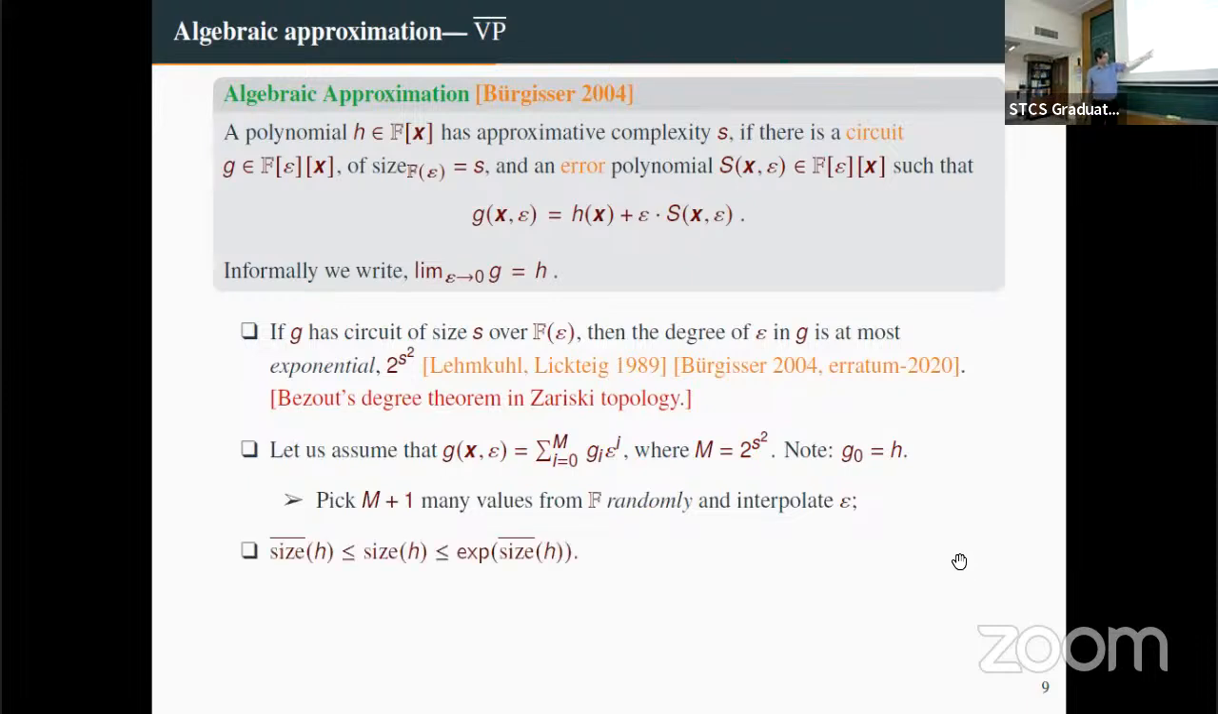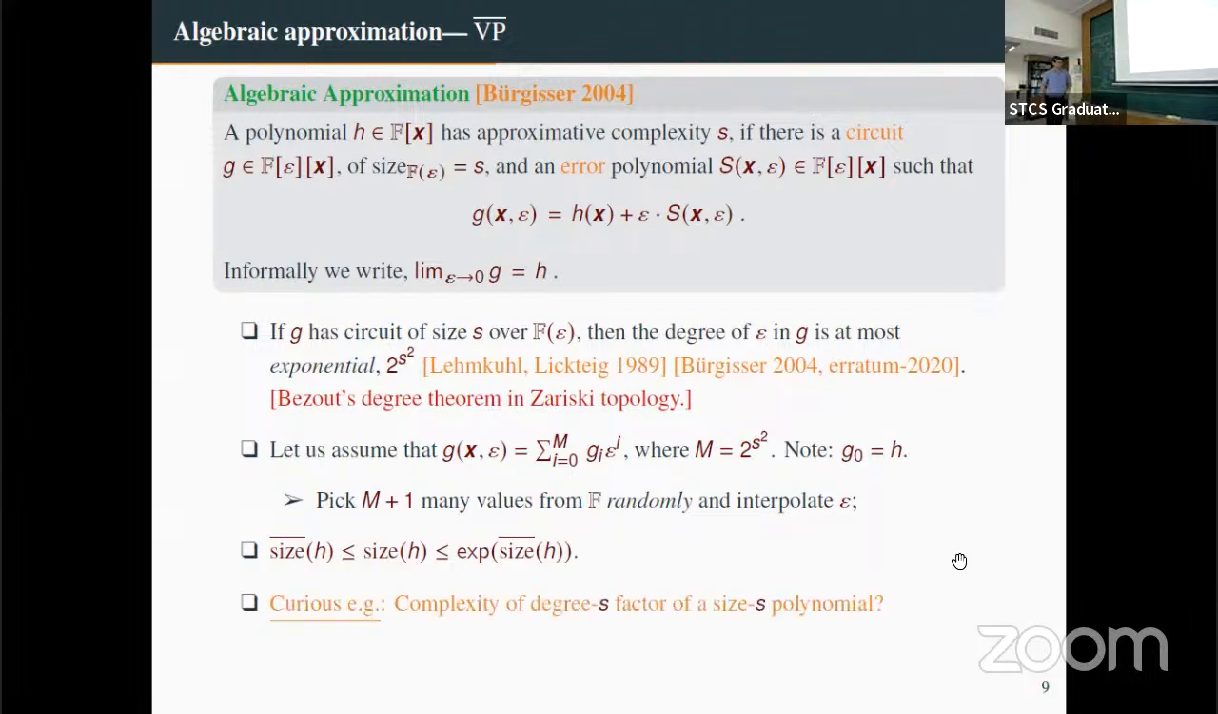The size of a polynomial in the classical sense is upper bounded by the size of this. So H's size is upper bounded by the exponential of the approximative size. And obviously, approximative size is less than or equal to classical size, because approximative size also has the field F inside. So this is the trivial part, and this is highly non-trivial.